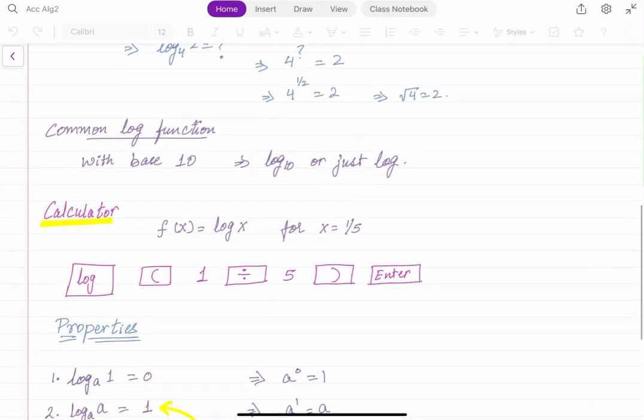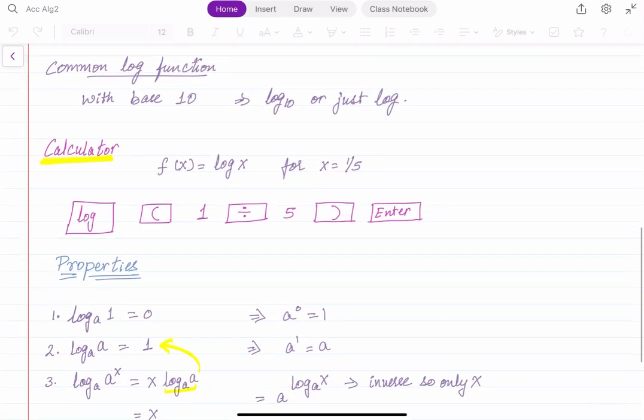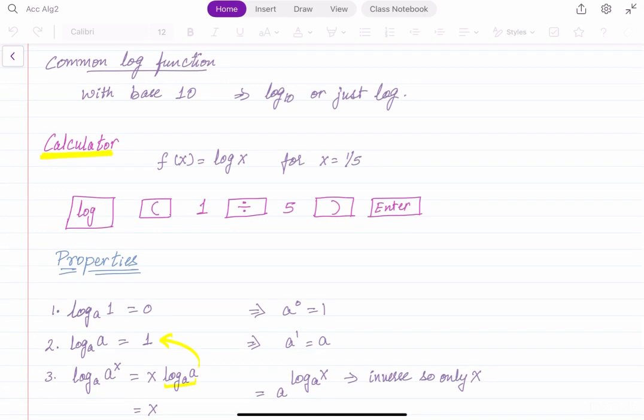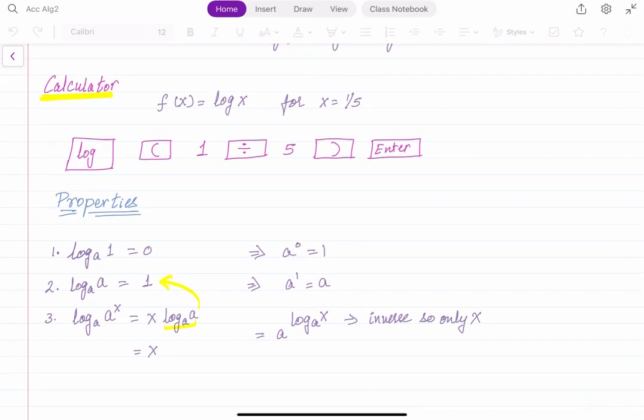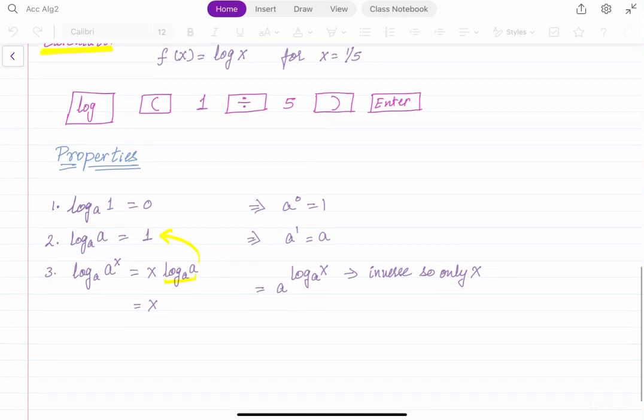So the common log function, by default, we take it as with base 10. If nothing is written, it is log base 10. How to use it in the calculator is this way. So if you have to find f of x is equal to log x for x is equal to 1/5, I will first press log, then bracket 1, then division sign, then 5, bracket closed, and then click enter.